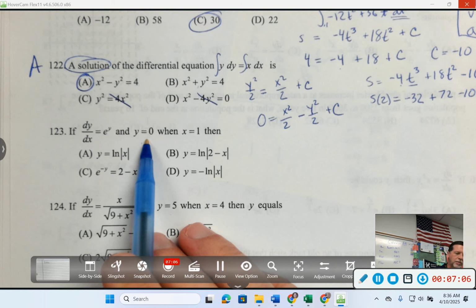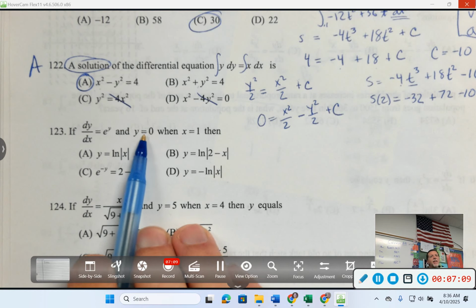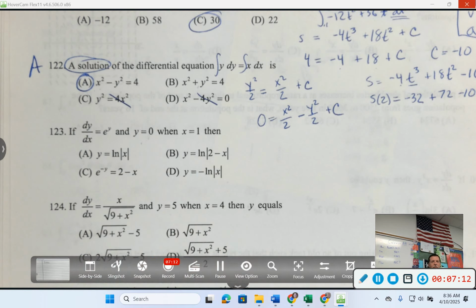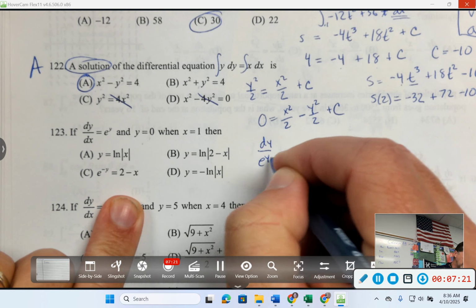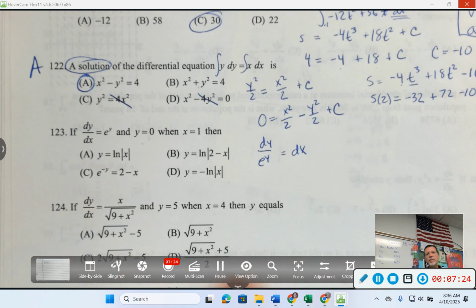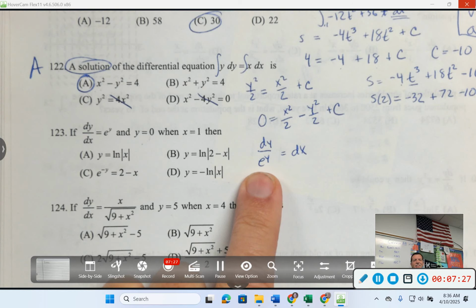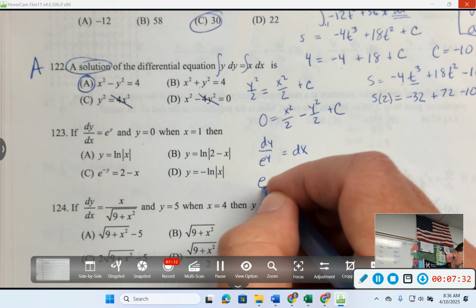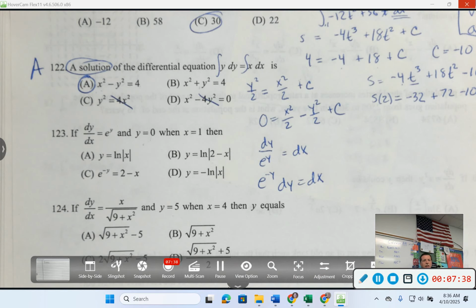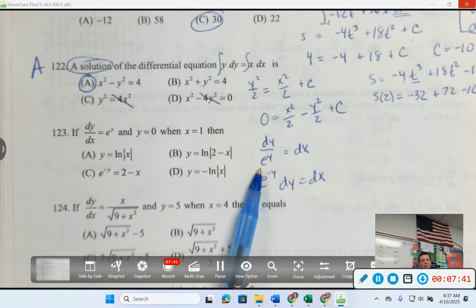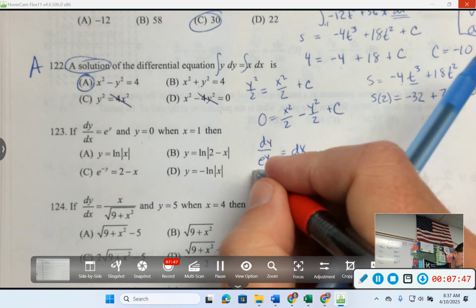Oh, this looks like it's going to be all 3 steps. I'm going to need to separate and then integrate, and then they give me information to solve for C. So dy over e to the y equals dx. I don't really like dy over e to the y. I think I would just rather write that as e to the negative y dy. Right? Like it's trying to bait me into doing natural log there, but that's not right. So there's my separate step.